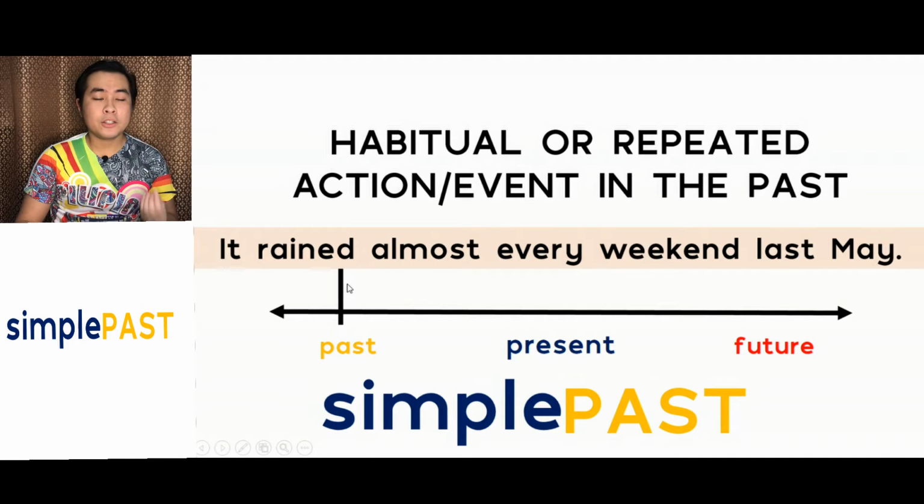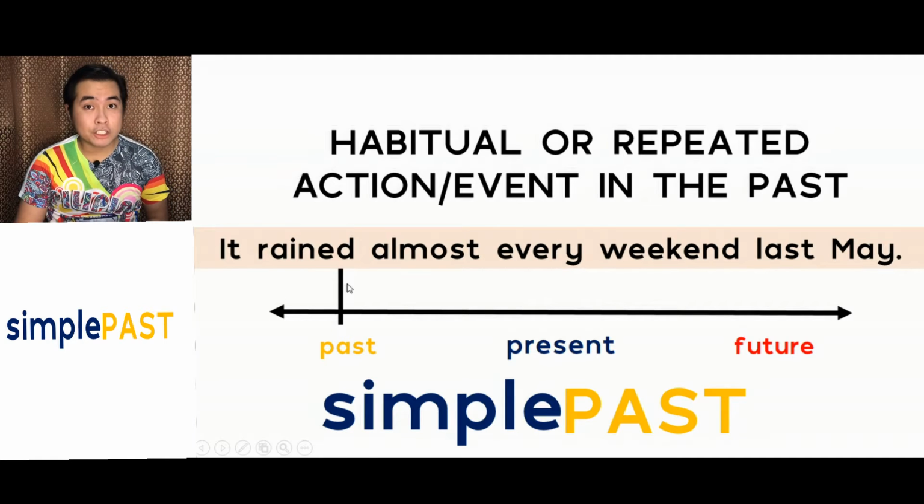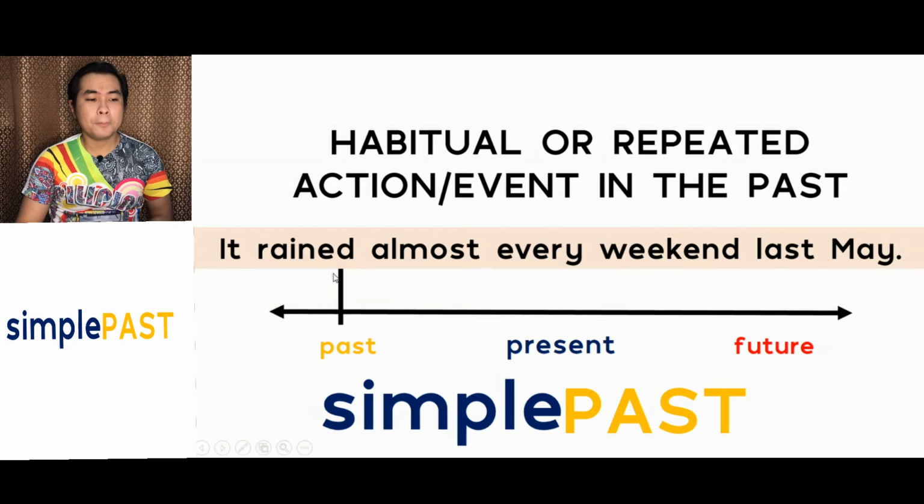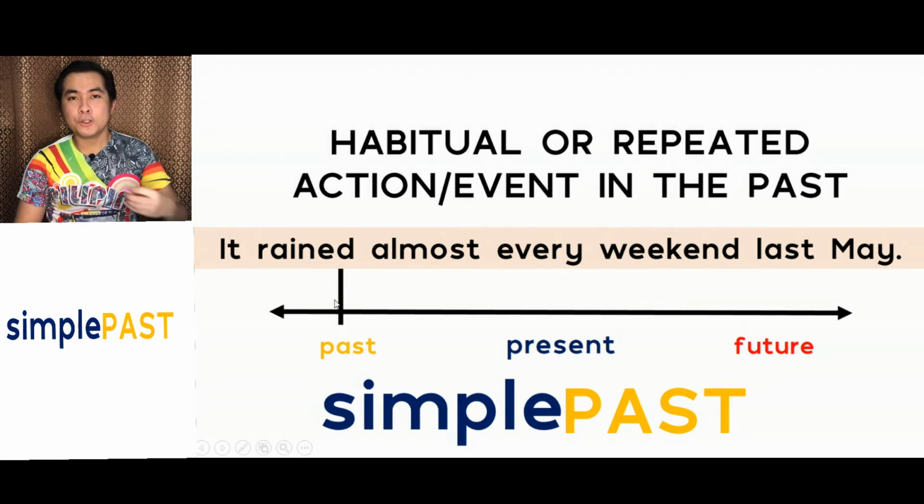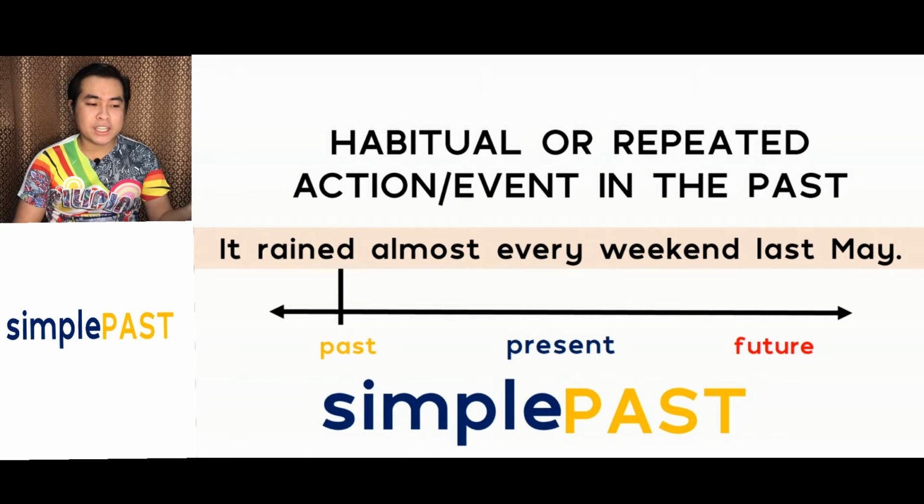And that raining is already finished. Okay, but it was a habitual or repeated action last May. So last May, you could always see every weekend that it was raining. So that is why it's habitual or repeated.